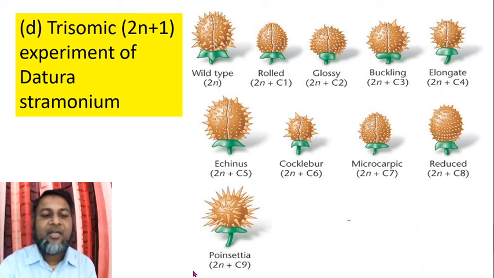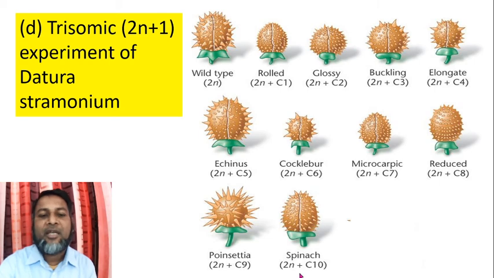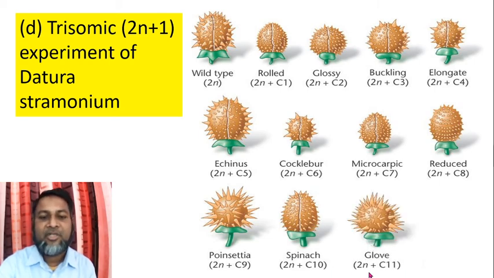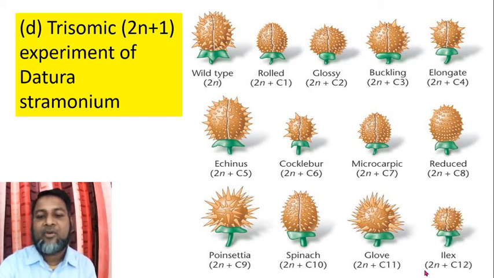Poinsettia: its zygote has 2n plus chromosome 9, ninth chromosome. Spinach: its zygote has 2n plus chromosome 10. Globe: its zygote has 2n plus C11 or chromosome 11. Ilex: its zygote has 2n plus chromosome 12.